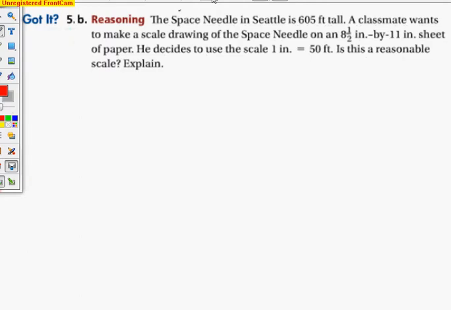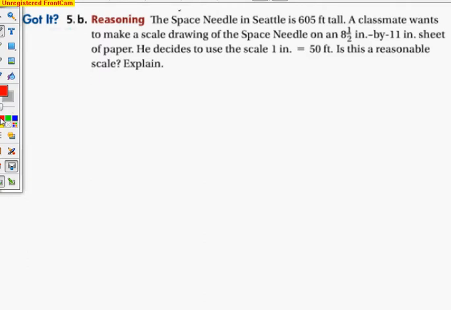So it says the Space Needle in Seattle is 605 feet tall. A classmate wants to make a scale drawing of the Space Needle on an 8.5 inch by 11 inch sheet of paper. He decides to use a scale of 1 inch equals 50 feet. Is this a reasonable scale? Explain.